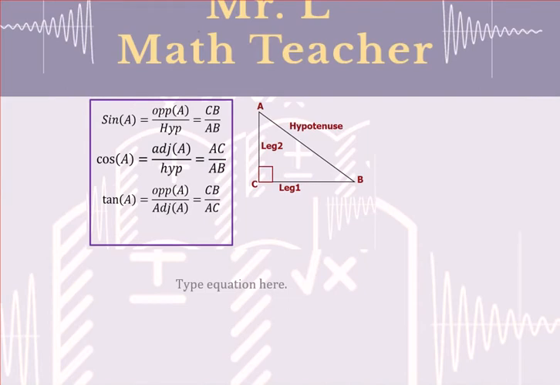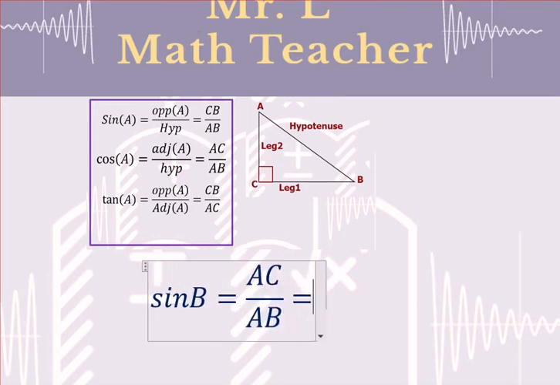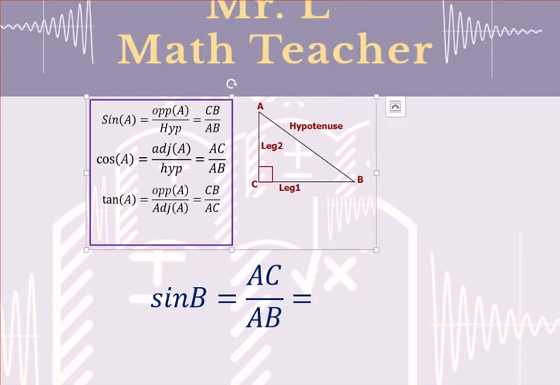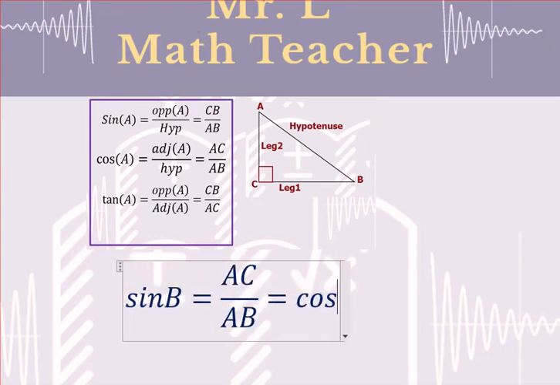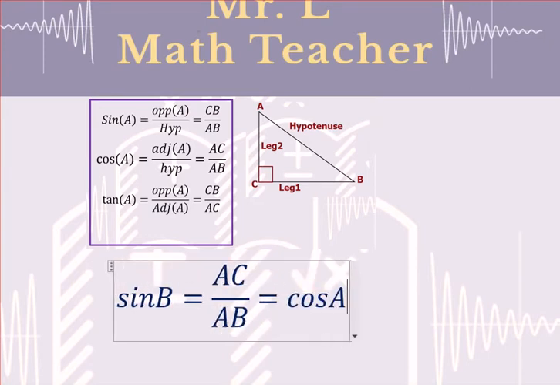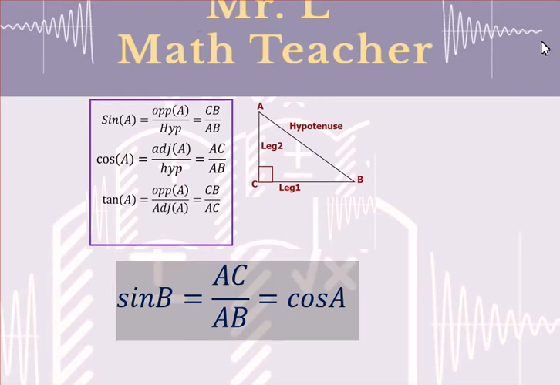Now guys, let us try to find the trigonometric ratios for a different angle. For example, if I want to find the trigonometric ratios of angle B, I'll say that sine B is simply equal to opposite of angle B divided by the hypotenuse. And it's clear here in this example that the side opposite to angle B is side AC, so it will give AC divided by AB. And guys, if you go back to these rules here, AC over AB is equal to cosine A. So in general, in a right triangle, cosine A is equal to sine B, or sine B is the same as cosine A.